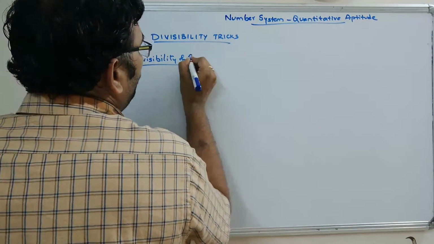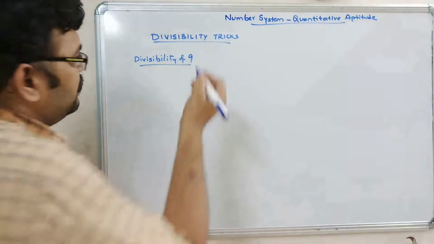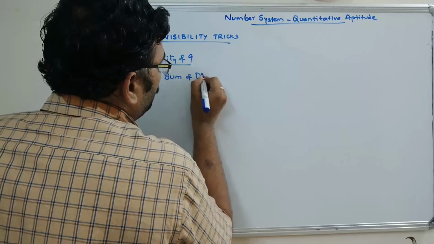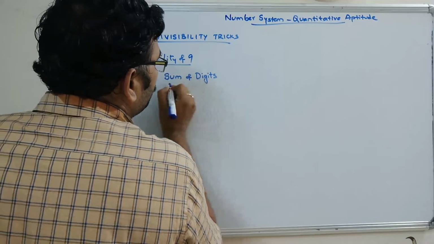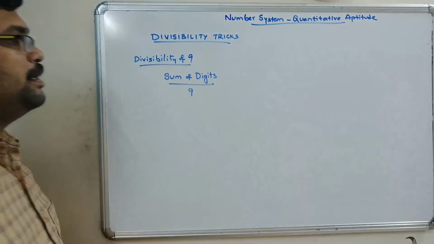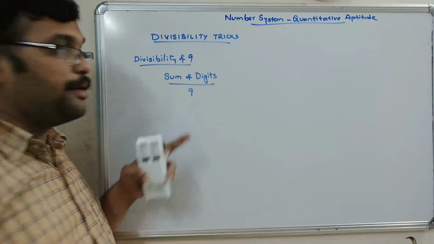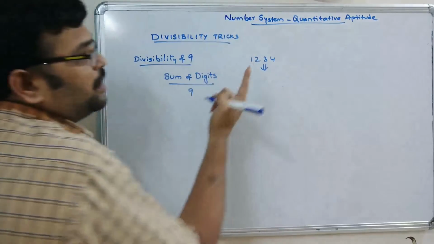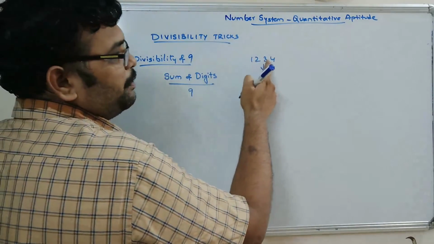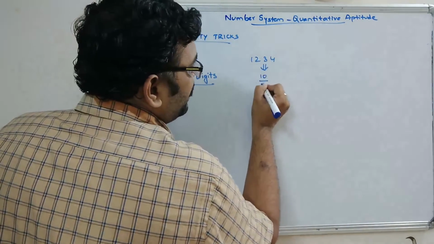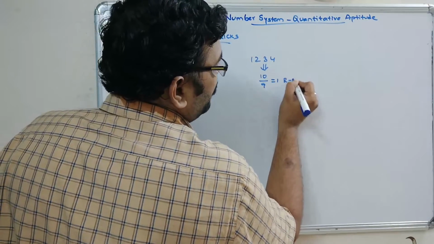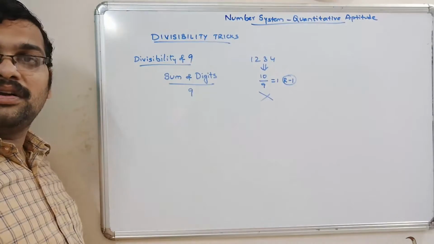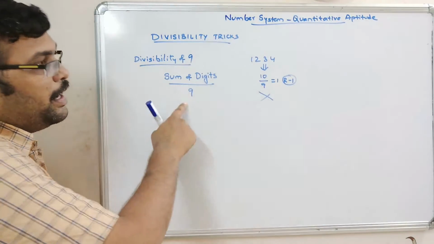Divisibility of 9. Similarly, the sum of digits should be divisible by 9. Let us take an example, 1234. Here the total is 1 plus 2 is 3, 3 plus 3 is 6, plus 4 is 10. So 10 by 9 is nothing but 1 with a remainder 1. So it is not divisible by 9.